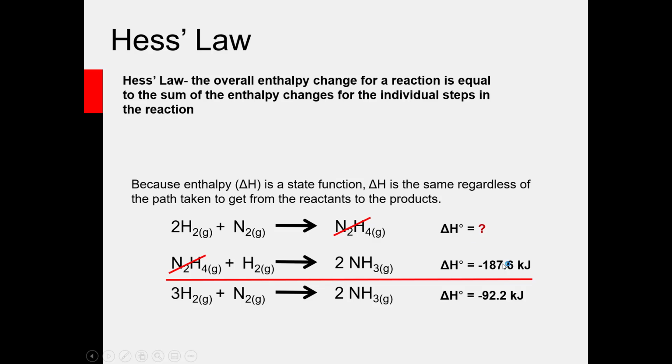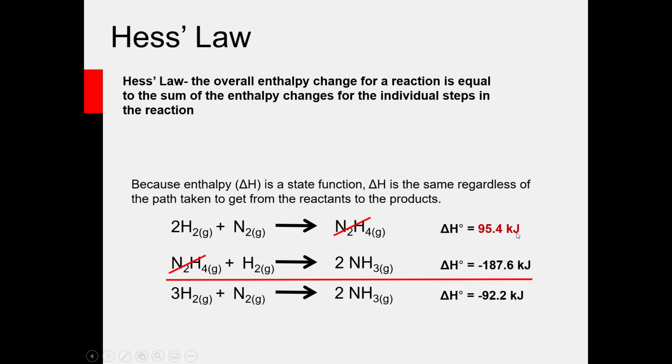So what that means is I can take this enthalpy change and I can subtract it from the overall enthalpy change to figure out what this enthalpy change must be. So this unknown enthalpy change can be calculated as the overall enthalpy change, negative 92.2 kilojoules, minus negative 187.6 kilojoules, and that will give us this enthalpy change. And so the enthalpy change of the first reaction must be 95.4 kilojoules.